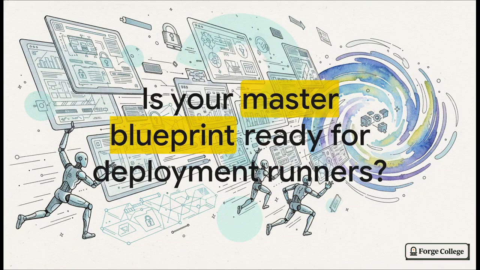So I'll leave you with this question. Is your master blueprint ready to be handed over to the deployment runners? Because if you have followed these parameterization and validation steps, it absolutely is ready. And honestly, that sets us up perfectly for our next explainer, Validating Deployment Environment Readiness, where we are going to take this beautifully validated artifact and plug it directly into a simulated CI pipeline.